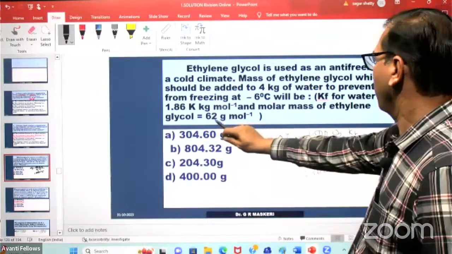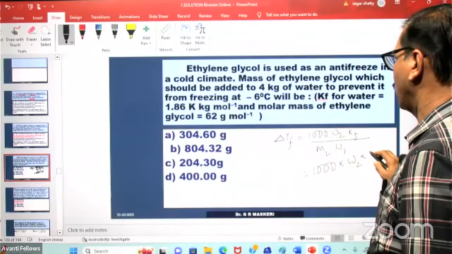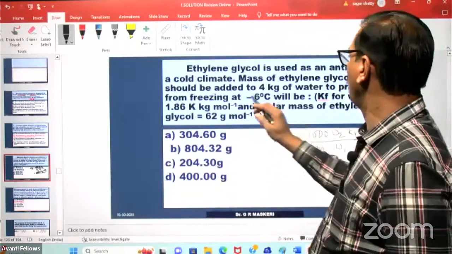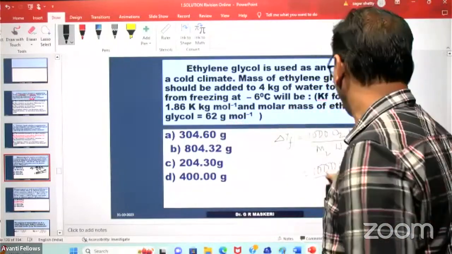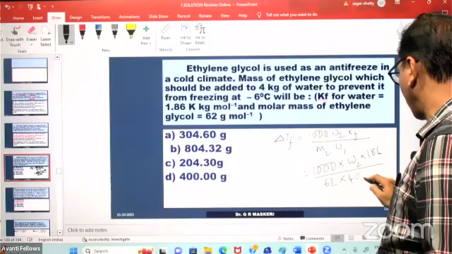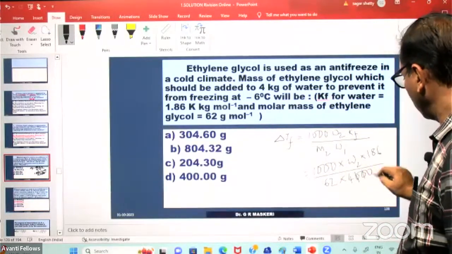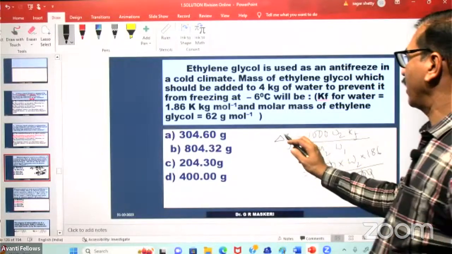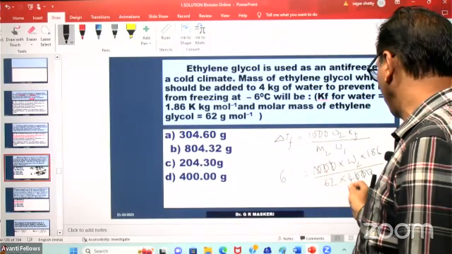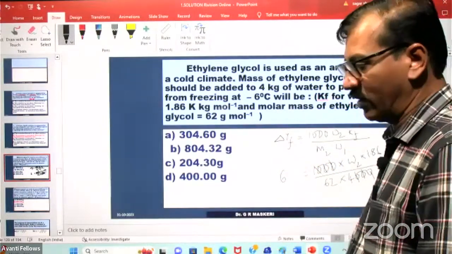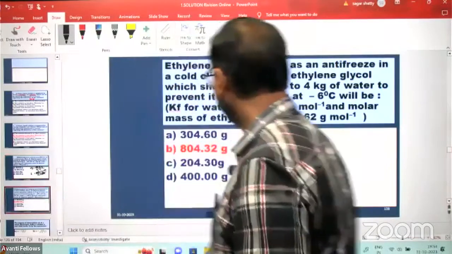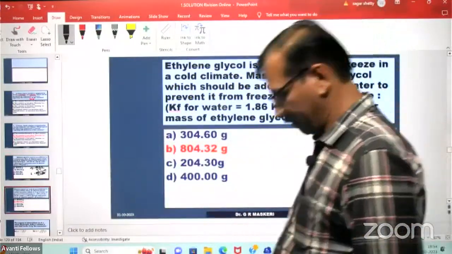Kf is being given. Kf for water is 1.86. M2, the molar mass of ethylene glycol, is also given as 62. In 4 kg of water, 4 kg means 4000 you have to write in this formula, so that the zeros cancel anyway. This delta Tf is minus 6 degrees Celsius, you have to take it as 6 only. Now W2 is 6 into 62 into 4 divided by 1.86. If you do this calculation, you will get the answer. Hope you have done it. This is 804. B is the right answer.